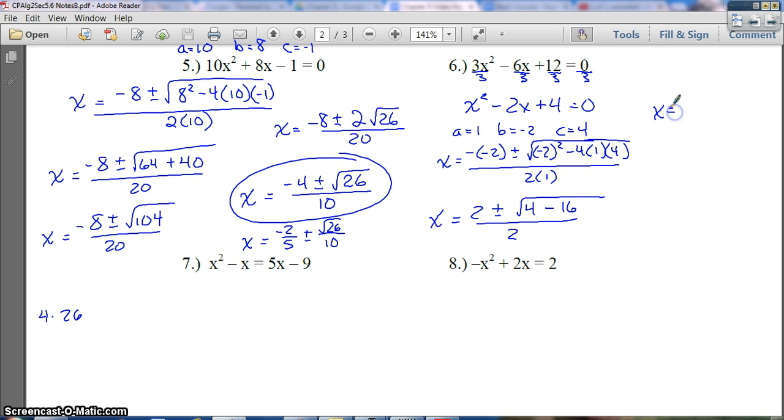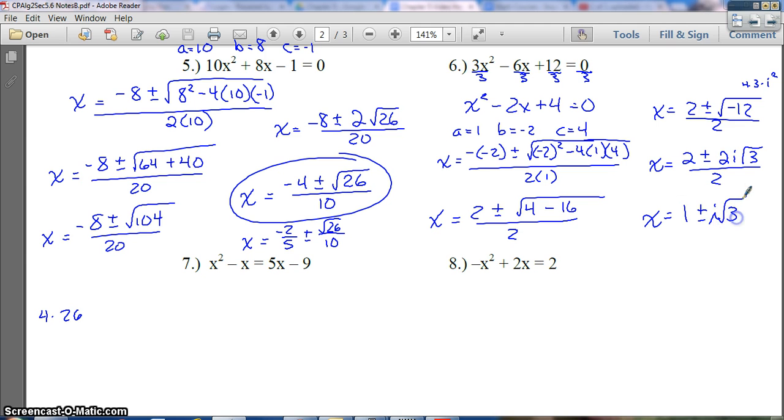A little bit of space. 2 plus or minus the square root of negative 12 over 2. So this is going to be 2 plus or minus, this is 4 times 3 times i squared. So we're looking at 2i square root of 3 all over 2. And yes, all these 2's can divide out. So if I divide every single term by 2, I get 1 plus or minus i square root of 3.